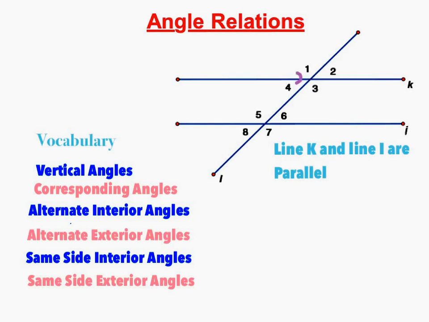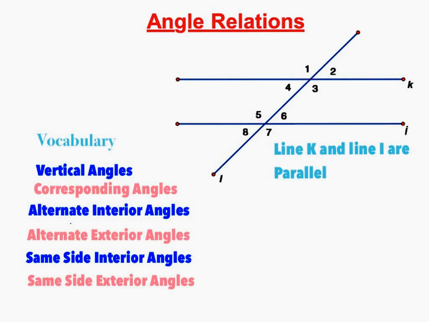An example is 4 and 2. These are congruent angles. Now we're going to be looking at corresponding angles. An example of this is 1 and 5. These are on the same place but in two different lines. They are also congruent.